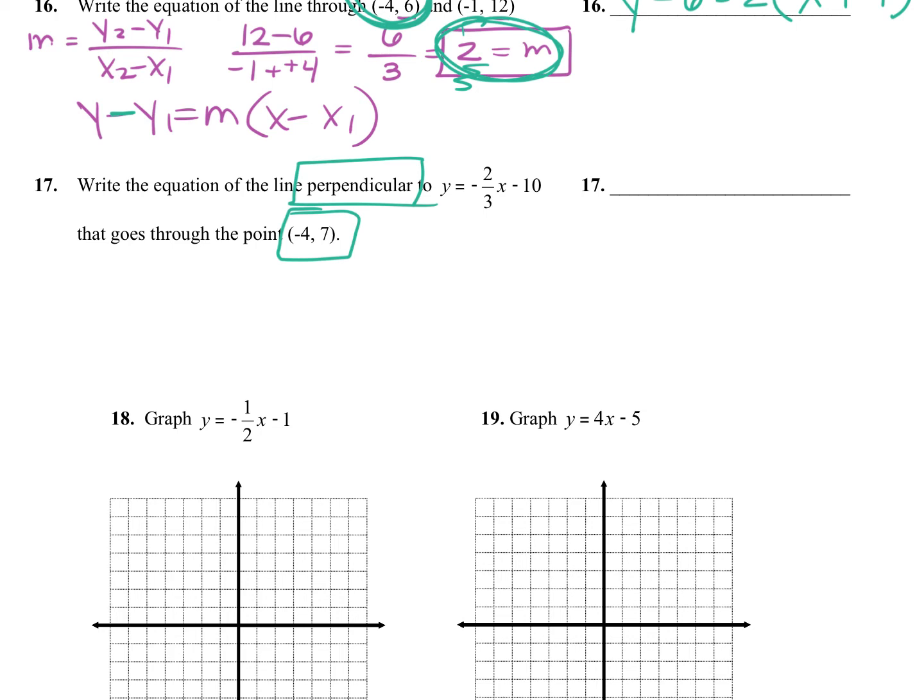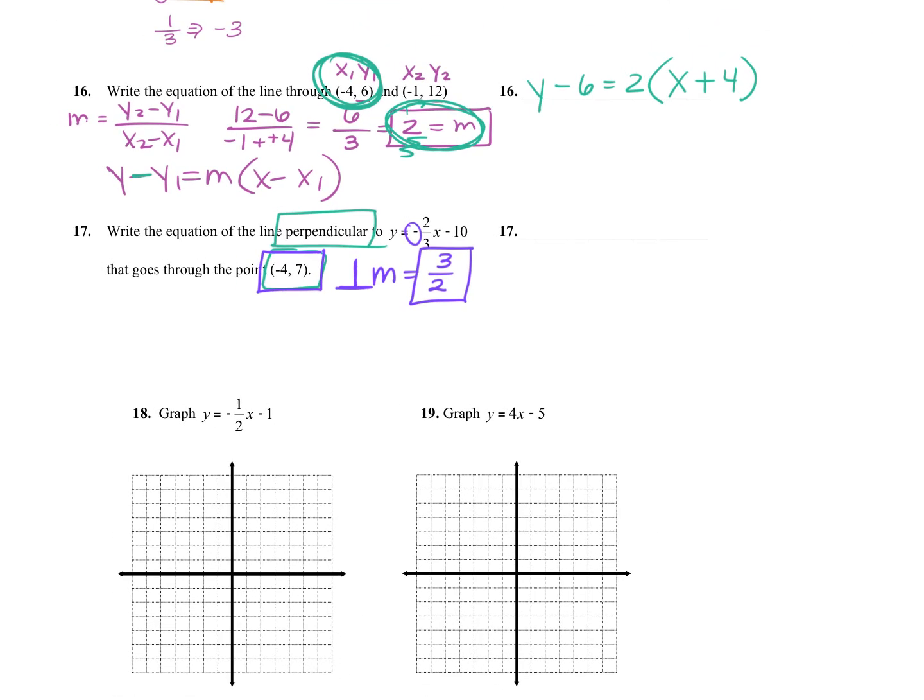All right, if we want to be perpendicular to that equation, what do we know? The slope has to be opposite. Our perpendicular slope has to be what? An opposite reciprocal, which is 3/2, right? Change the negative to a positive and flip it over. Okay, so here's my new slope and here is my point. So we put that into point slope. What did you get? y minus 7 equals 3/2 times x minus a negative 4, which is plus 4.